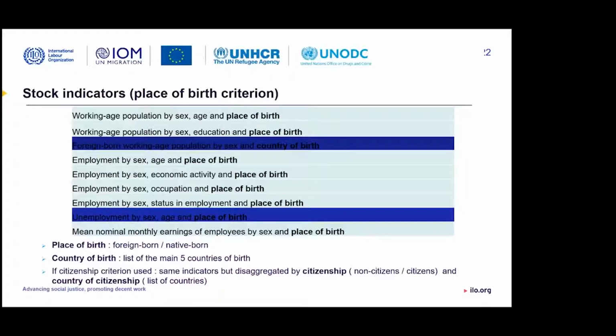So here are some examples of the stock indicators that are compiled using the place of birth criterion. As you can see, these are the usual labor market indicators. You are familiar with them. So employment by sex, for example, by economic activity, by occupation, by status in employment, even the working age population, using the place of birth criterion.